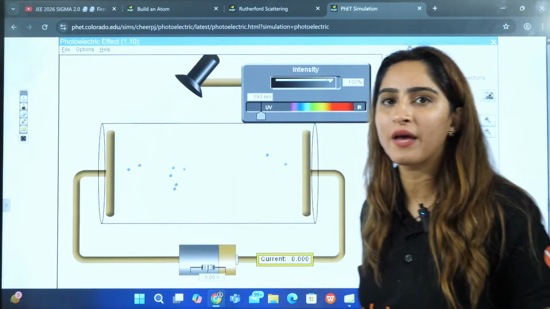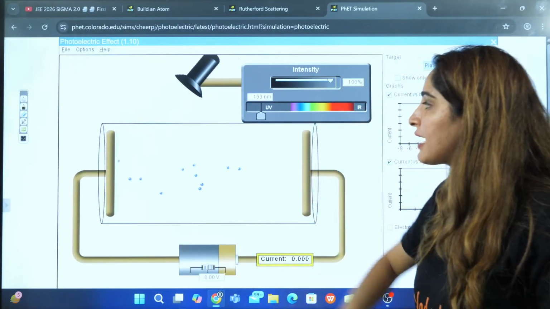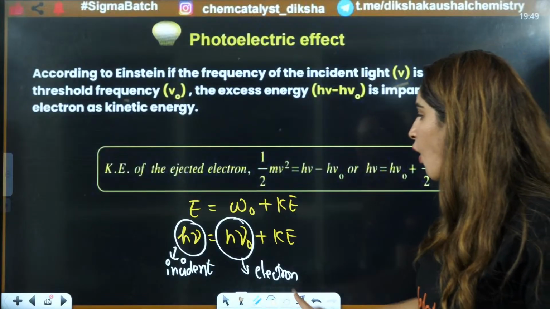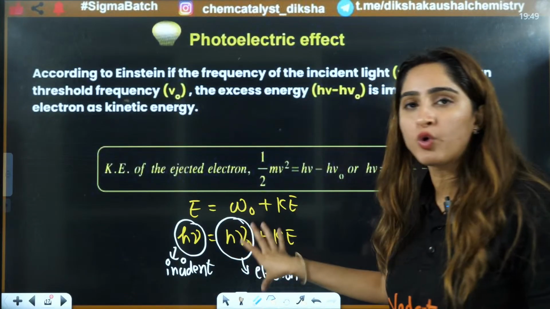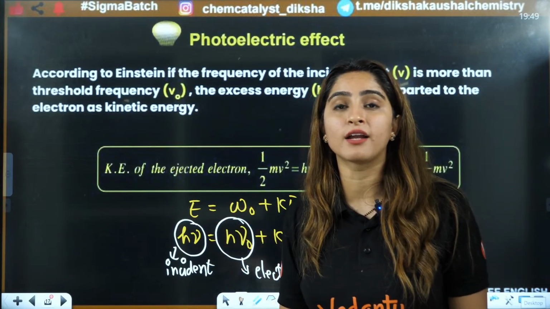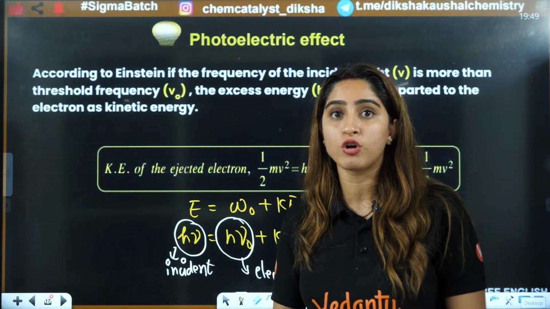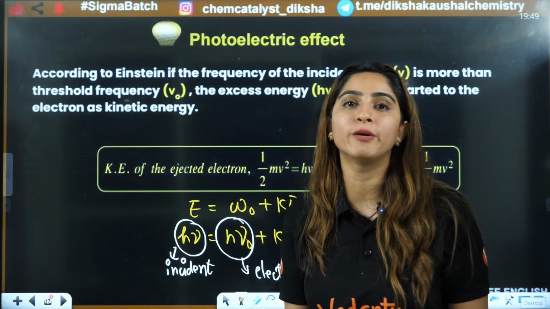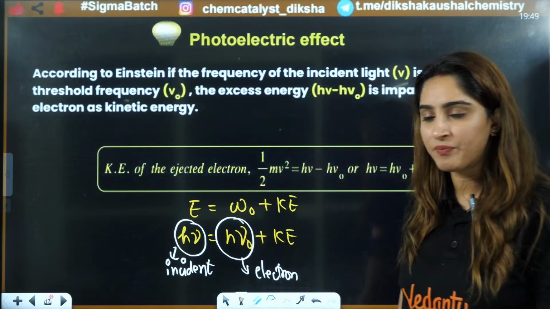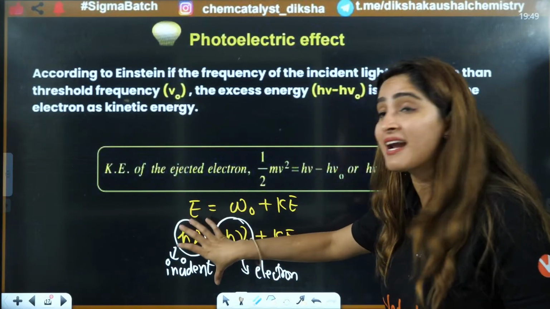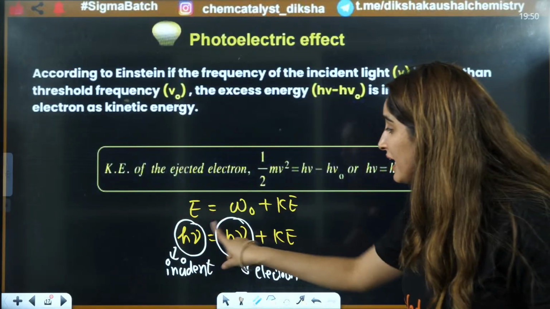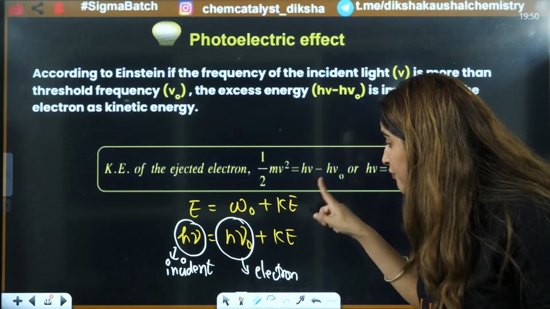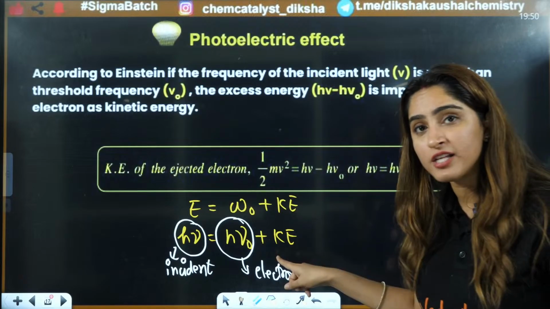Why is the energy of this electron very less? Because of this h mu naught, the work function. That is called the work function of the electron: how much work you need to do on the electron to eject it out of the metal, right? That is very high, right? That's why the incident light you need is also high. Only then can it eject out. Now, why is the kinetic energy so less?